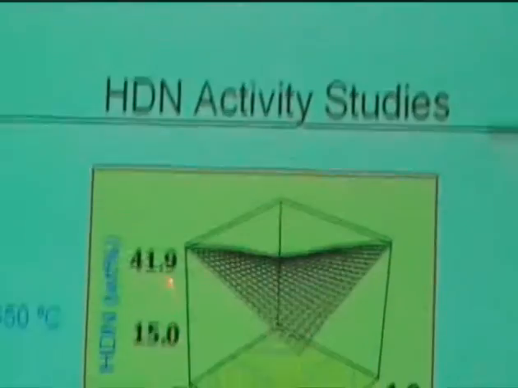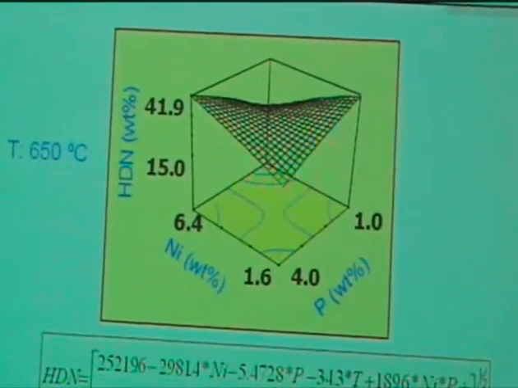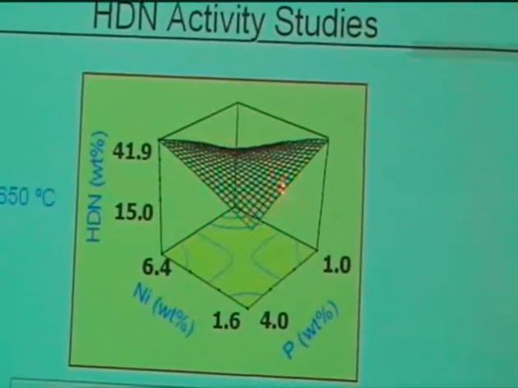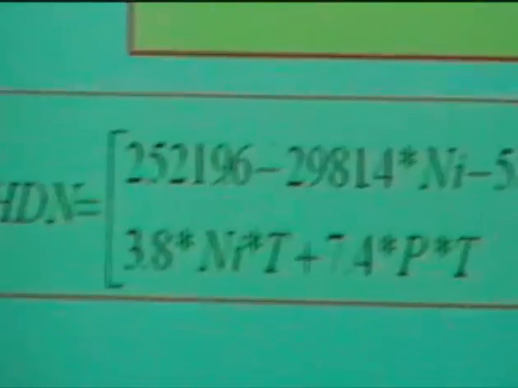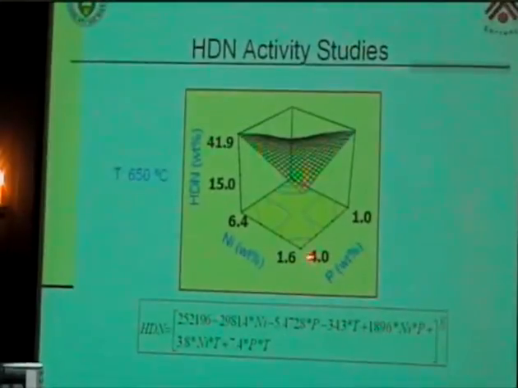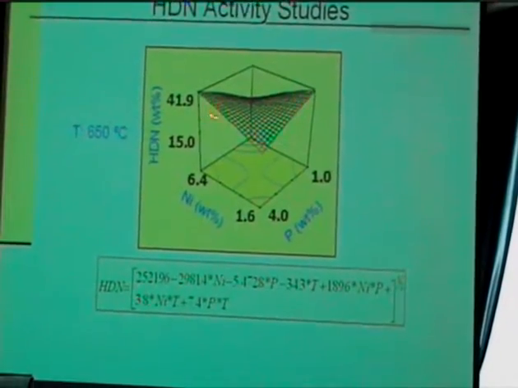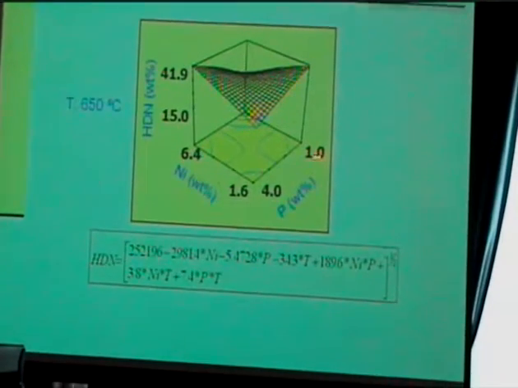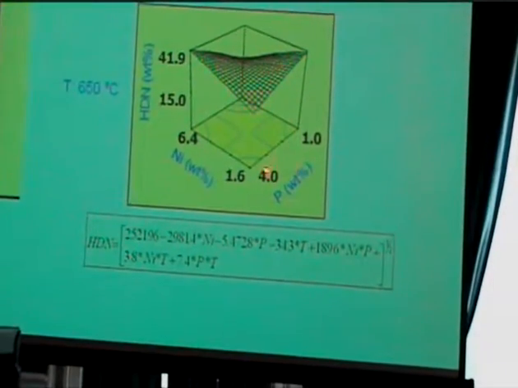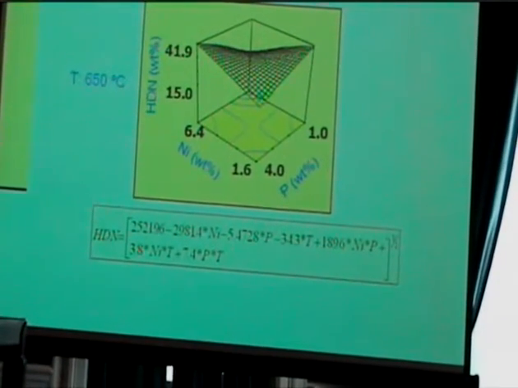This slide shows the results obtained from the HDN activity studies. And the results were modeled by this equation. What we observed was mainly as you increase nickel loading at high phosphorus loading, you have very high activity of HDN. On the other hand, when you increase nickel loading at low phosphorus loading, you have a very low HDN activity.